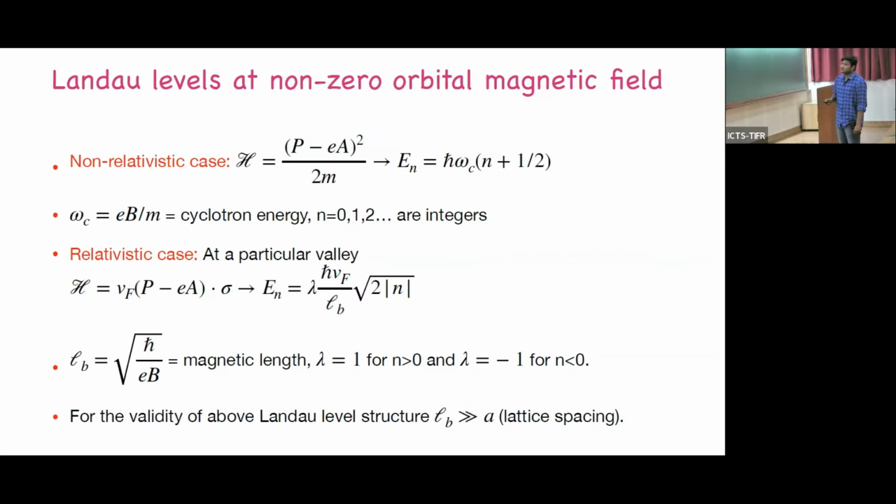Interestingly, the magnetic field appears in this spectrum through the magnetic length. The square root of n behavior of the spectrum is, truly speaking, valid only when this magnetic length is very large compared to the lattice spacing, and typically laboratory magnetic fields are in this limit.